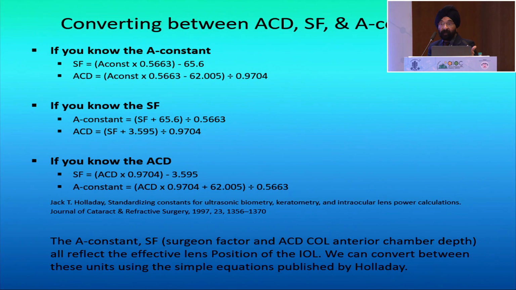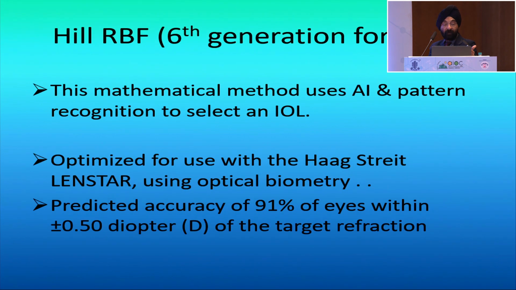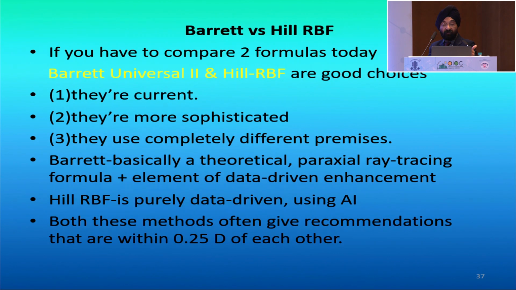There are mathematical methods available to interchange or inter-calculate effective lens position depending on anterior chamber depth, surgeon factor, and A constant. The Barrett Universal 2 formula, which has become most popular, has effective lens position dependent on lens factor, which is then calculated by keratometry, axial length, anterior chamber depth, lens thickness, and white to white measurement. Hill RBF depends on artificial intelligence.